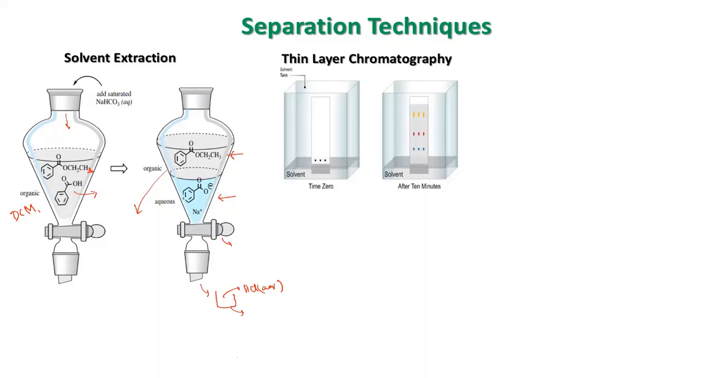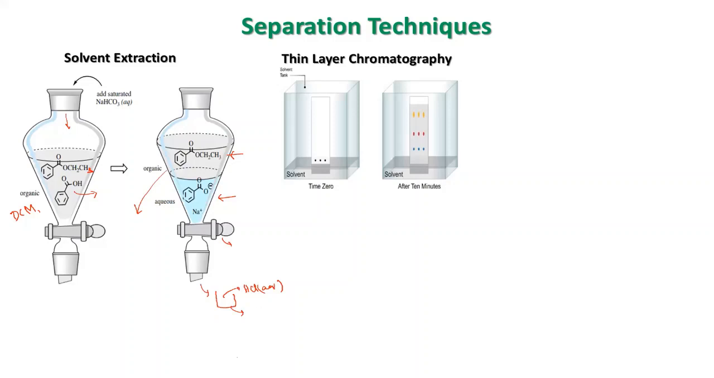Then we put the mixture drop there, and we run the plate in the presence of a suitable solvent. Based on the binding property of the individual compound on the solid phase surface, they will move along the plate. So if you have tiny differences, they will move at a different pace, and they will be separated on the plate.